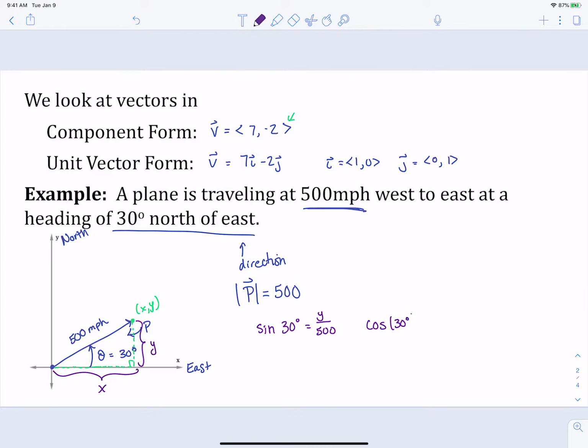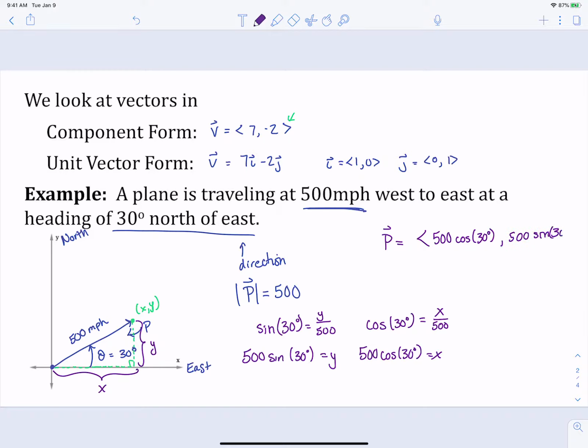So that sets us up for cosine. I do like to put parentheses around those. Cosine is our adjacent side over our hypotenuse. If we multiply both sides by 500 in both of these equations, we get 500 times the sine of 30 degrees is the y component, and 500 times the cosine of 30 degrees is our x component. So our vector is 500 cosine of 30 degrees and 500 sine of 30 degrees.